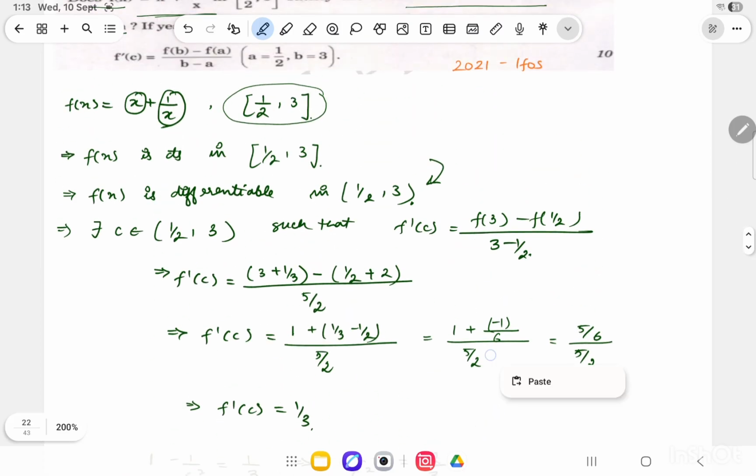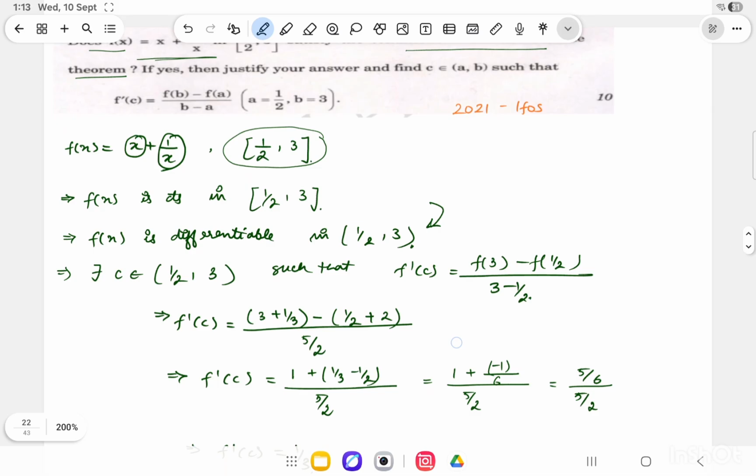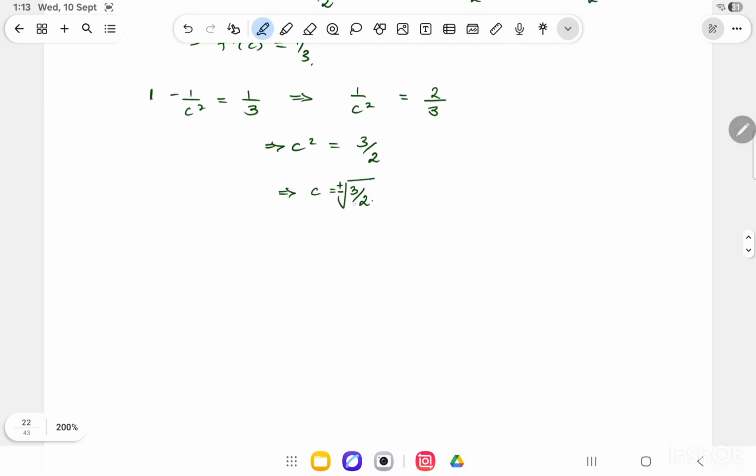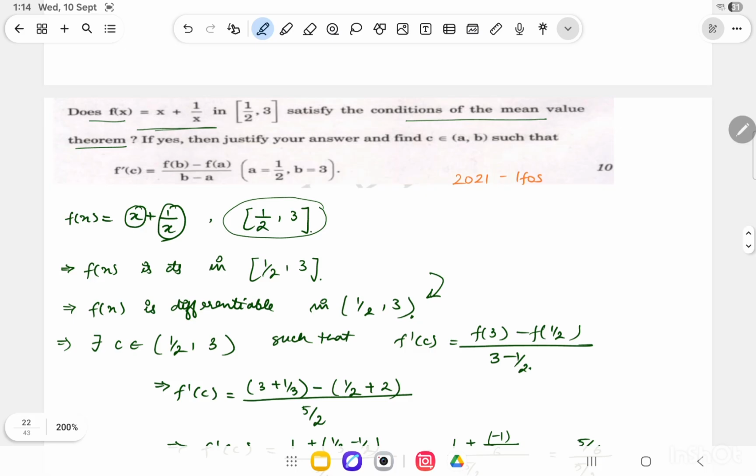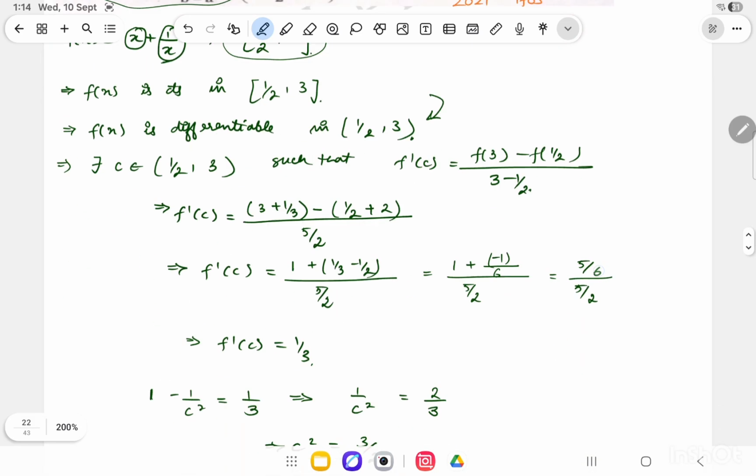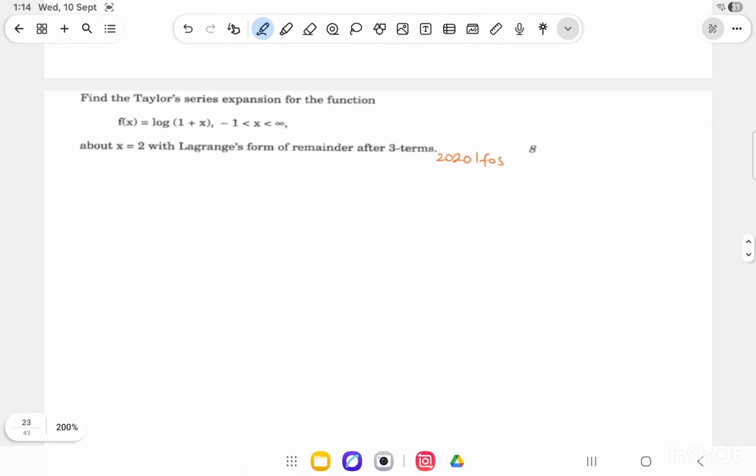But I have assumed, using the condition of the mean value theorem, that my c is in the open interval (1/2, 3). So from here I can discard the negative c, so I can say that my c is square root of 3 by 2, which is basically square root of 1.5, and that lies somewhere in between 1/2 and 3. So we got a point c in the open interval (1/2, 3) such that this condition that is given in the question is satisfied. So let's move on to the next question.